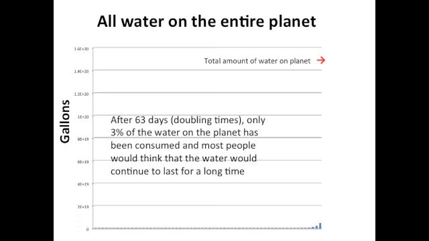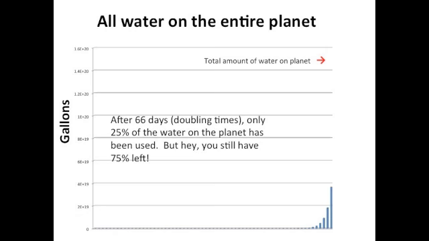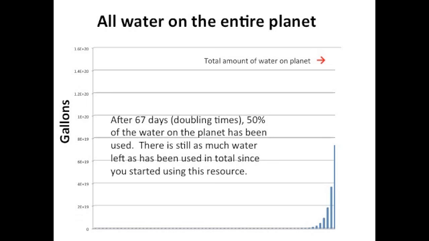After 63 days, only 3% of the water has been consumed, and most people would probably think that the water would continue to last for a long time. After 64 days, that doubles to about 6% of the water. After 65 days, only 12.5% of the water on the planet has been used. After 66 days, only 25% of the water has been used, but hey, you still have 75% left.